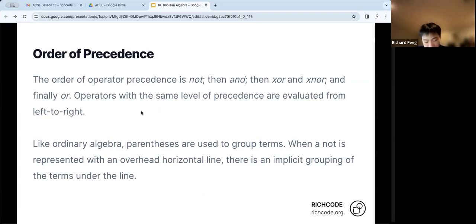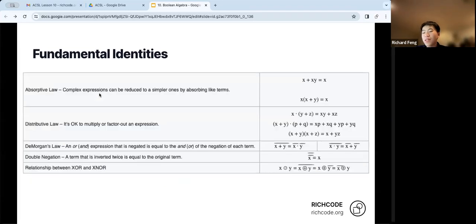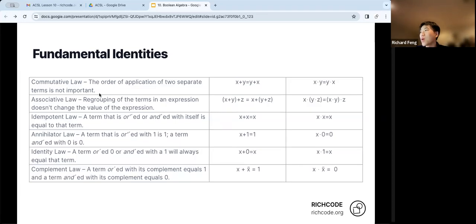Okay, if not, then we will get into some fundamental identities that you should know when solving Boolean algebra problems. So there are two slides of these. The one on the first slide is relatively more straightforward. They're easier to see. And you don't have to know all the names. You just have to know what the identities are. So let's start with the first one, the commutative law.